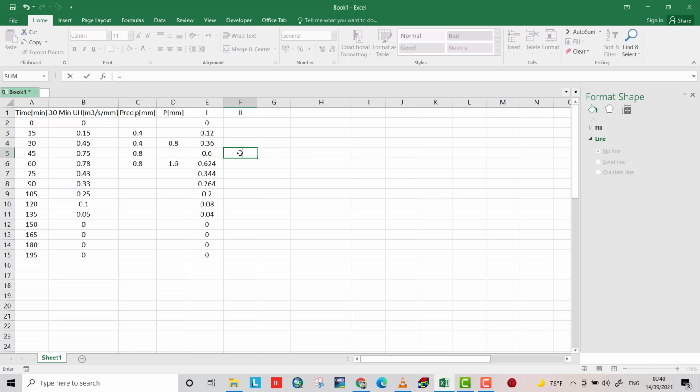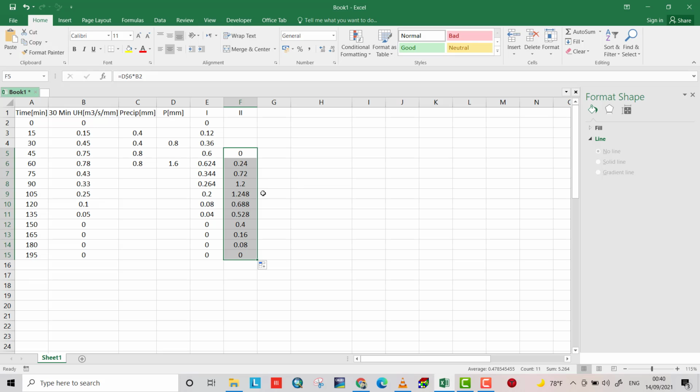It equals 1.6 multiplied by the ordinates of the unit hydrograph. But we have to fix D6. Enter, and drag. That is the flood wave for 1.6. And this one is the flood wave for 0.8.